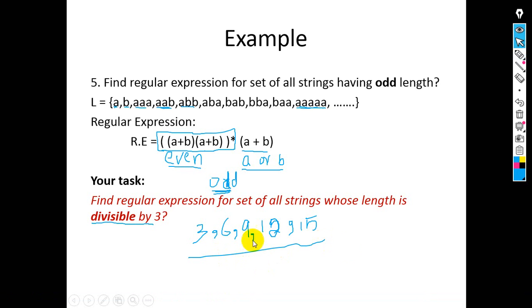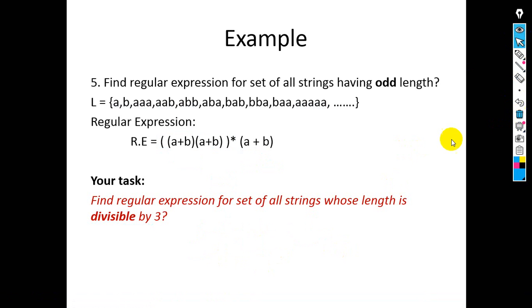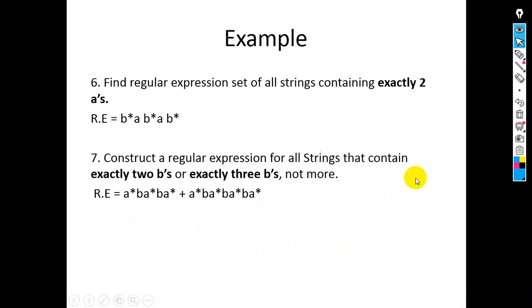Okay, so next slide, let me go forward. In this example, we have: find a regular expression for the set of all strings containing exactly 2 A's.